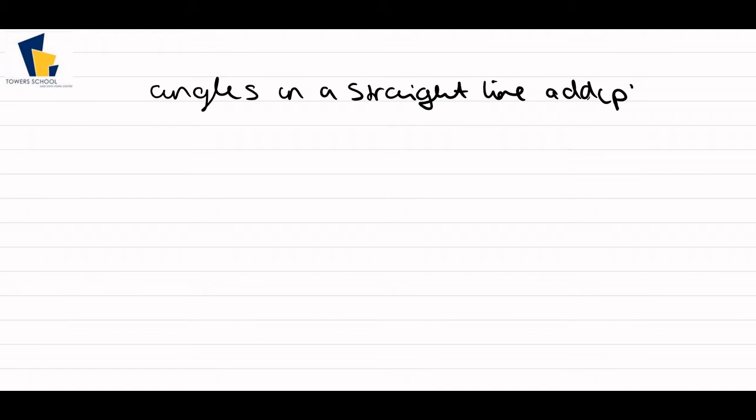The first thing we need to know is that angles in a straight line add up to 180 degrees. Okay, so make sure you've got this down. The angles in a straight line add up to 180 degrees. So if we had a straight line here, all the space that is taken around here is 180.